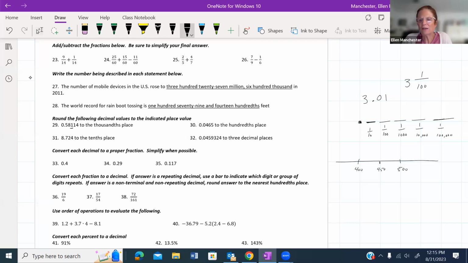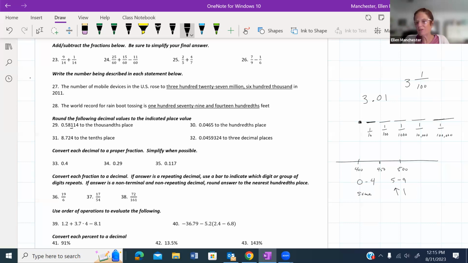So the idea in rounding is if I had 400 here and I had 500 here, 450 is right here, right? So anything between 0 and 4, your rounding place is going to stay the same. Anything from 5 to 9, the rounding place is going to go up 1. Okay, so those are your only choices.